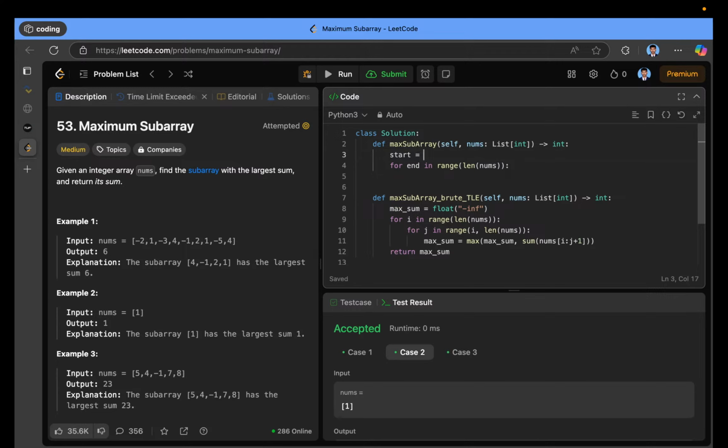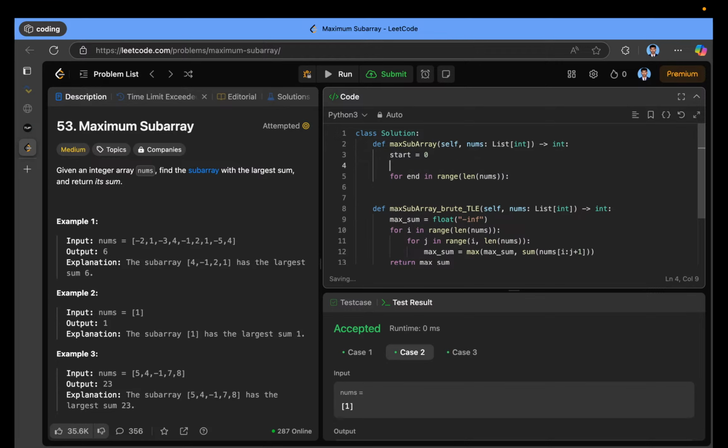Okay, two pointers. Should I take a start 0? Okay, let's take a start 0 and the sum. I used sum with double m because sum is a function in Python. That's why I'm using sumM. Okay, for i in range length of nums. Okay, what should I do now? Int, minus 2. Okay.